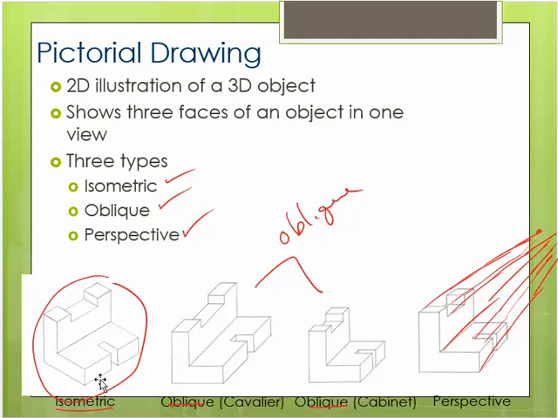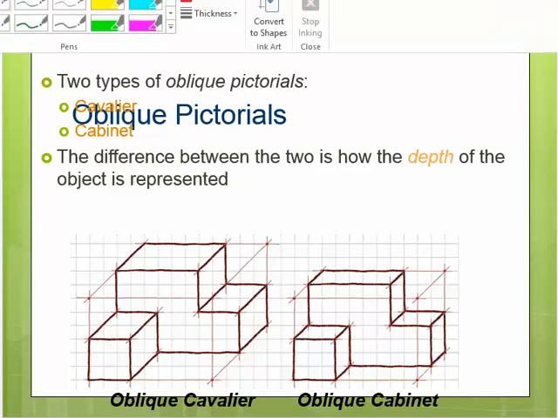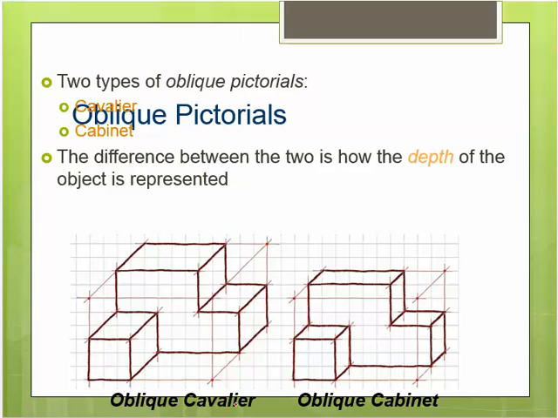Notice with the isometric, you see some verticals, but mostly what you see here is this V, and that's what I tell students: an isometric has this big V right here pointing right at you. An oblique is basically going to be flat. You're not going to have that big V pointing at you. Again, there's two types of oblique drawings. There's oblique cavalier and oblique cabinet.